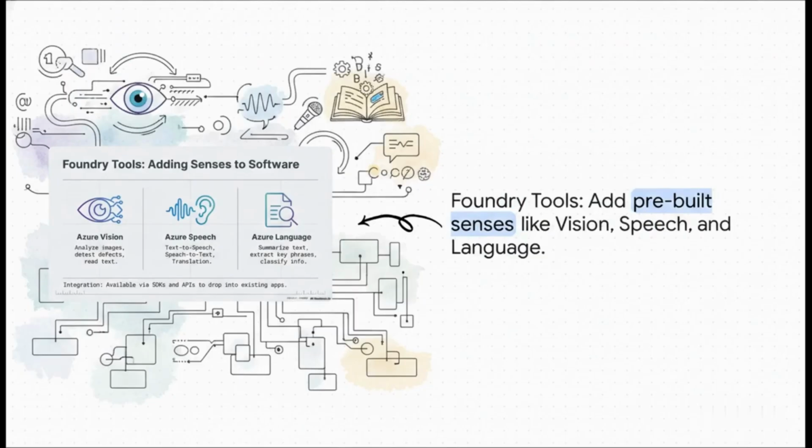And it's not just models and agents. Foundry also gives you a whole suite of tools that are kind of like pre-built sensors for your software. You can easily plug in Azure Vision to let your app analyze images, or use Azure Speech for text-to-speech and translation, or even Azure Language to summarize text and pull out key phrases. These are incredibly powerful, ready-to-use capabilities you can just drop right into your applications using APIs, and that saves an enormous amount of development time.